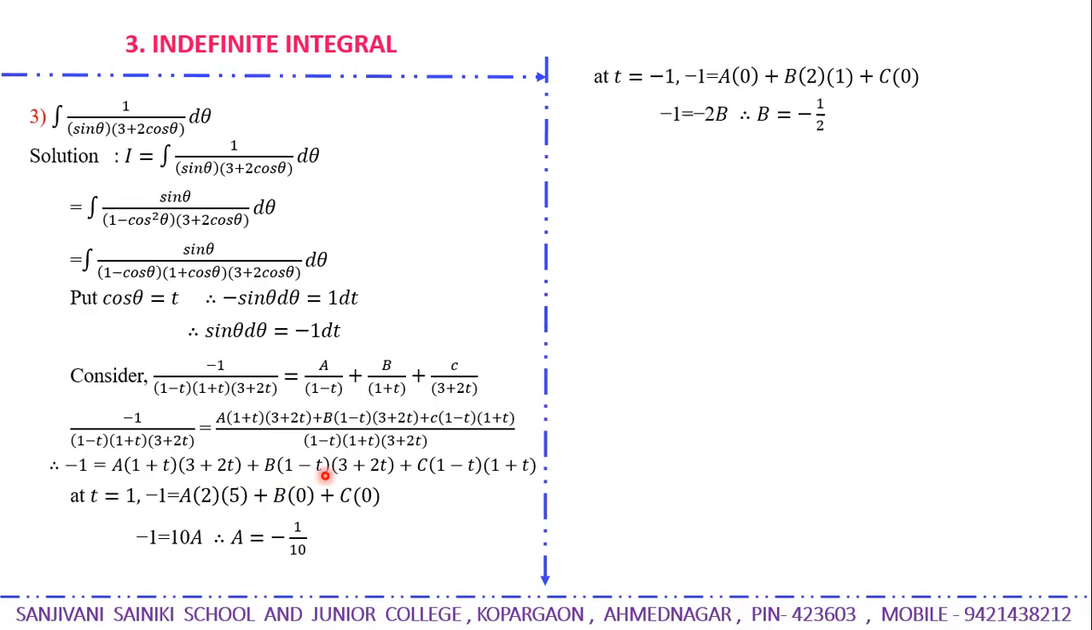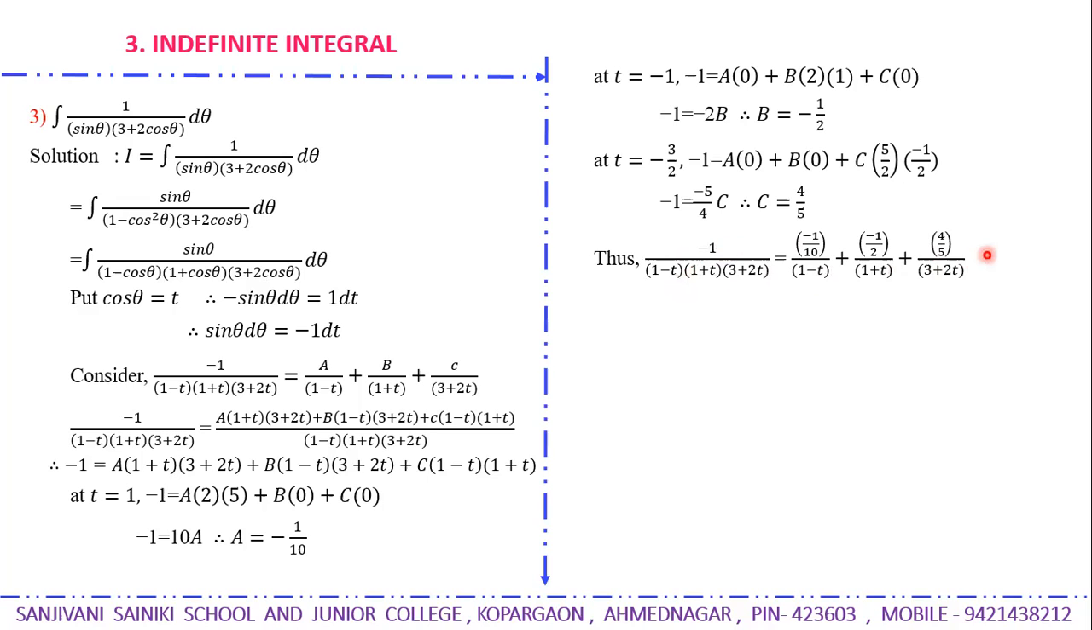When 1 minus t becomes 0, t is equal to 1, so we put t equal to 1. Now 3 plus 2t is equal to 0 when t is equal to minus 3 by 2. So put t equal to minus 3 by 2 in this equation. When you put this value, the other two factors will become 0 and you will get only c. So the value of c is 4 by 5. So these are the partial fractions of the given problem.